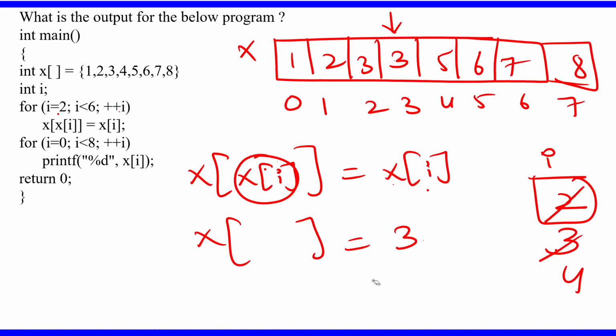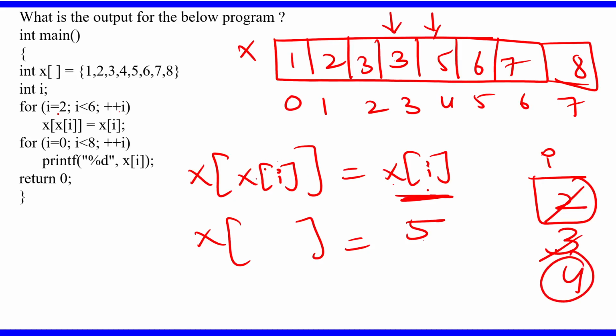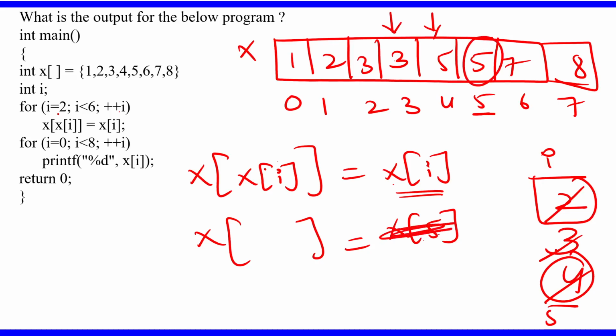Okay, I becomes 4. So now what is x of 4? X of 4 value is this one, that is 5. And here also this is x of I, where I value is 4. Put here x of 4. What is x of 4 value? It is 5. Therefore x of 5 is equal to 5. Where is x of 5? This one. It should become 5. Now again I plus plus, I becomes 5. Okay. So when I becomes 5, what is x of 5 value? See the memory block, it is 5. So this value is equal to 5.